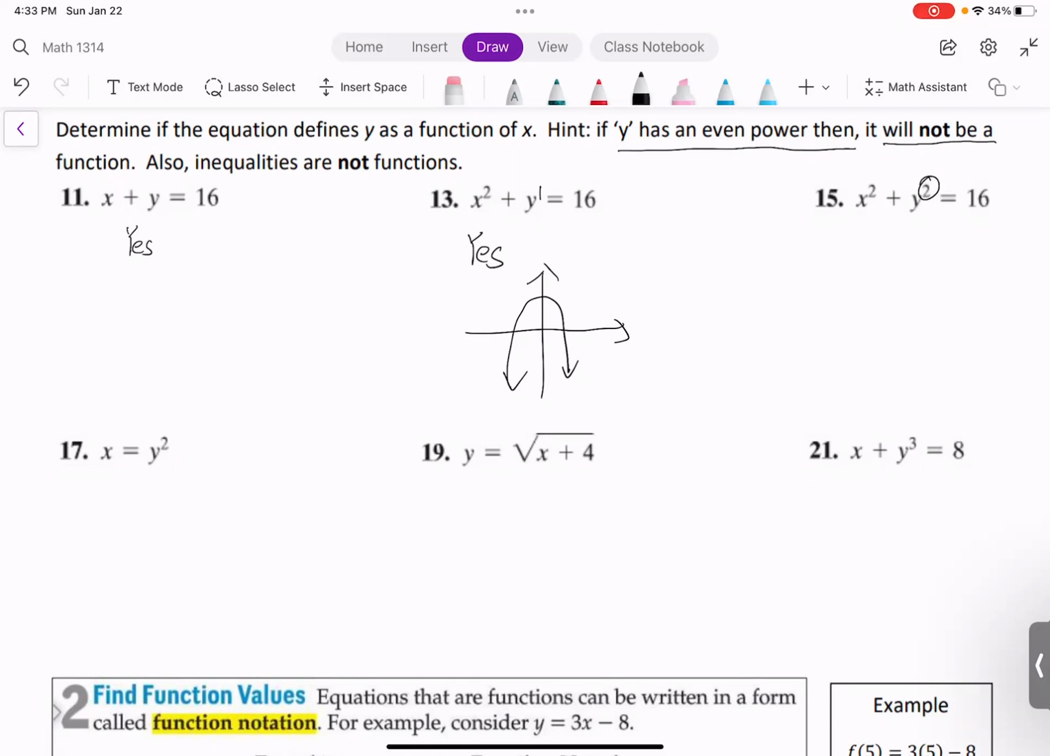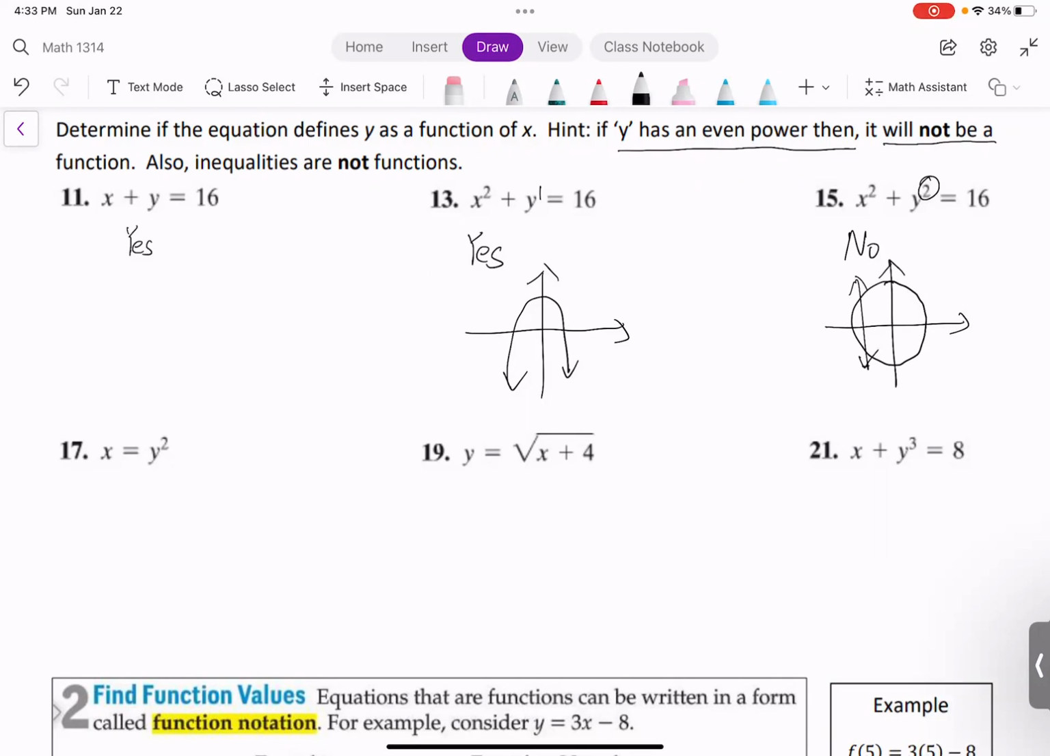So is this a function? No, because y has an even power. And this one is a circle. So if you know the graph, you can draw a vertical line. We have two intercepts.